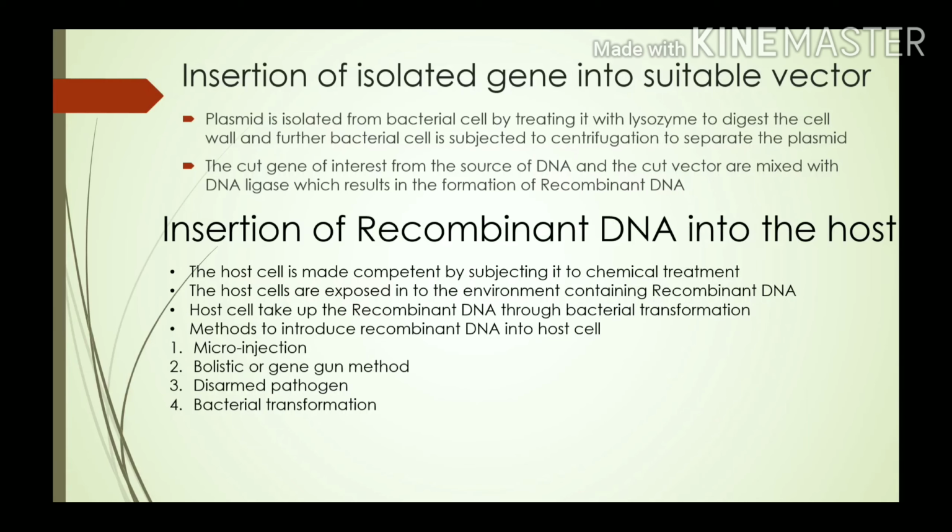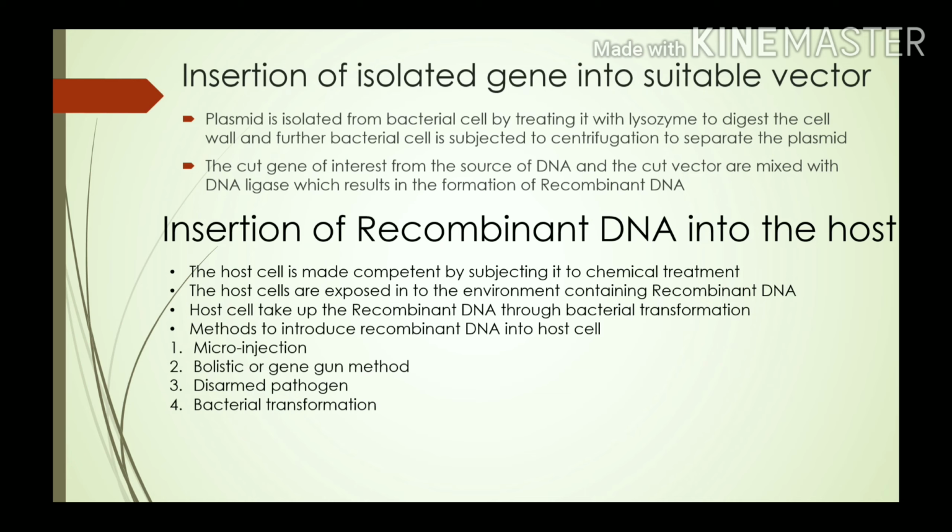Next step is insertion of isolated gene into a suitable vector. Plasmid is isolated from the bacterial cell by treating it with lysozyme to digest the cell wall, and further the bacterial cell is subjected to centrifugation to separate the plasmid. The isolation of plasmid DNA is similar to the isolation of foreign DNA from the human cell, which we have seen in the first step, isolation of genetic material from the human cell. So these two processes are similar.